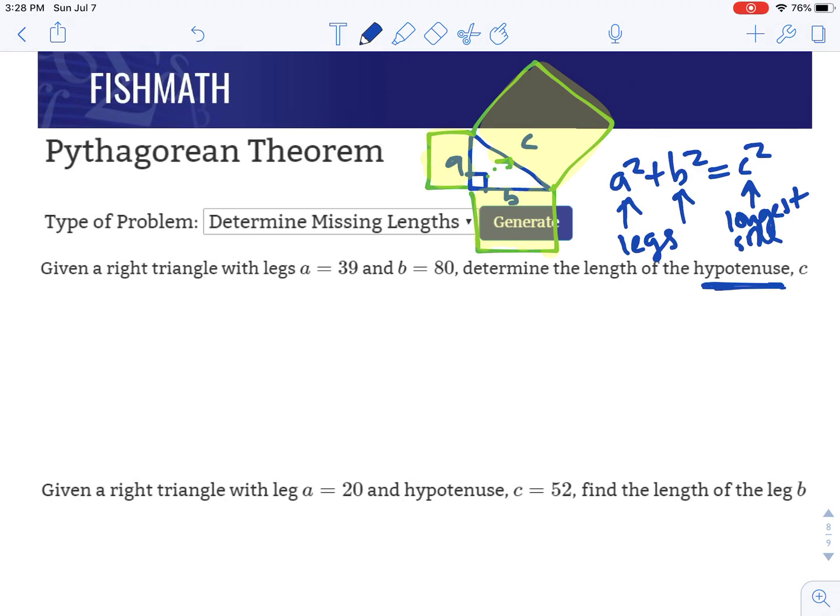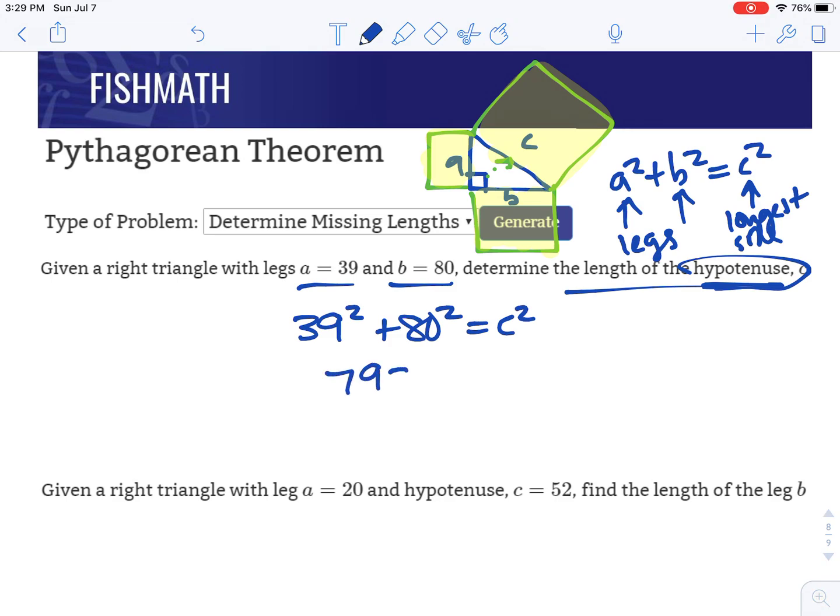So now we're going to use that here to find missing lengths. If we're given A, we're given B, and we don't have the longest side C, we're going to simply plug them in. So 39 squared plus 80 squared equals C squared. Then we just do some calculating on that. So 39 squared plus 80 squared is 7,921. And that's definitely not your answer yet.